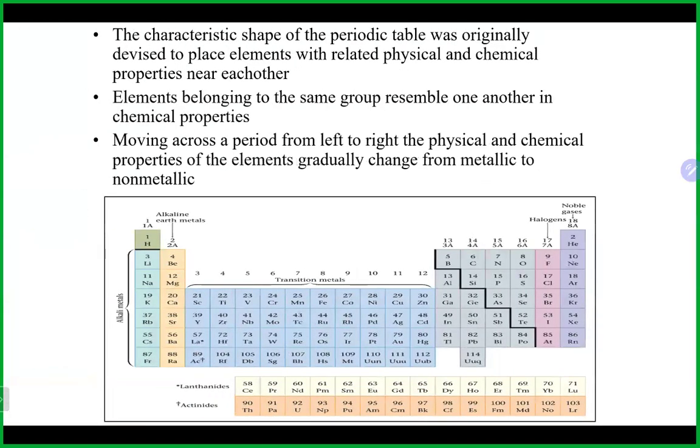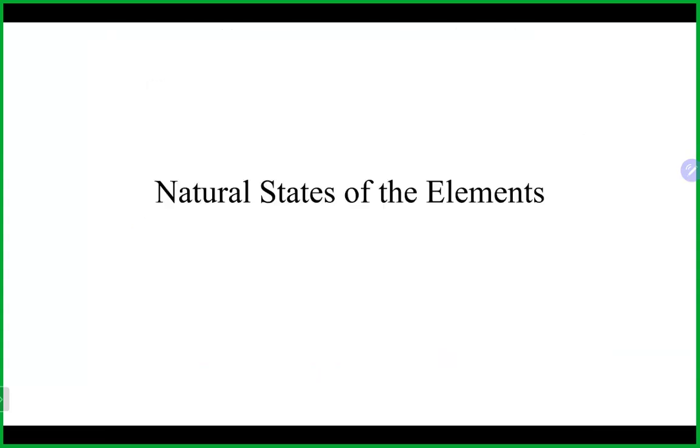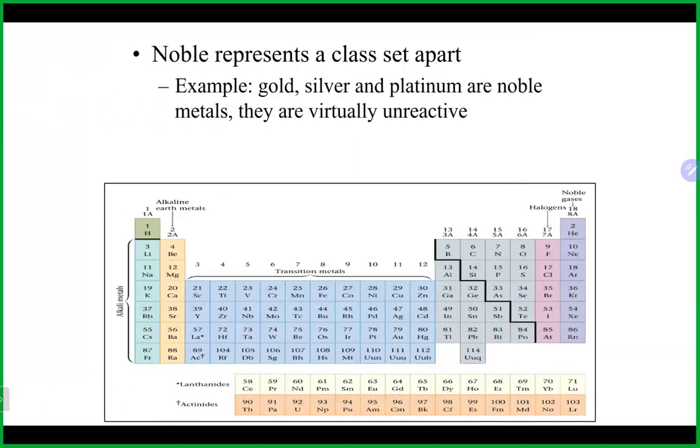So, the characteristic shape of the periodic table was originally devised so that things in the same group share similar properties as you go down. Obviously, as we go from left to right here and up, we're going from more metal to non-metal as we kind of curve upwards and going across there. Any questions on that? A couple more things on this.